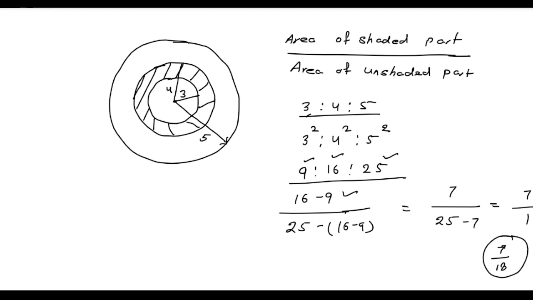Unshaded area is what? It's the total area, which is represented by 25, minus the shaded area. The shaded area is represented by 7. So 7 divided by 25 minus 7, that is 7 by 18, will be your ratio of shaded to unshaded.